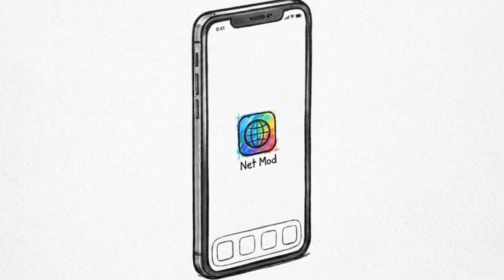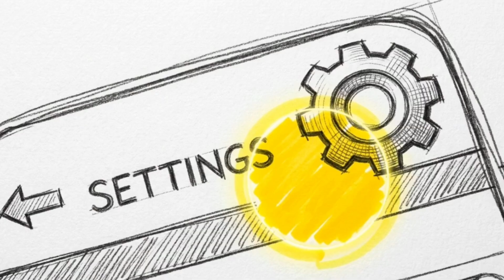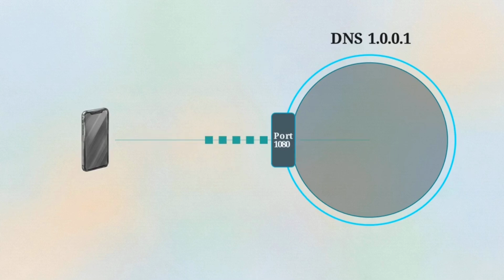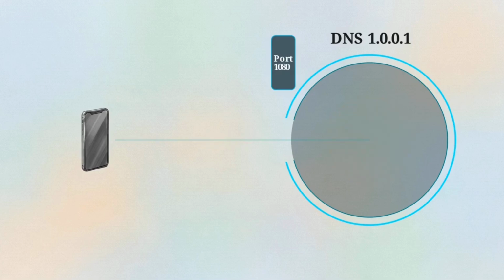Let's apply those credentials. Open the NetMod VPN app you installed earlier and tap to access the General Settings menu. Look at this diagram routing data to a specific DNS node. Inside the app, locate the DNS field and enter 1.0.0.1. Next, set the baseline port to either 1080 or 80 to open the initial data path.